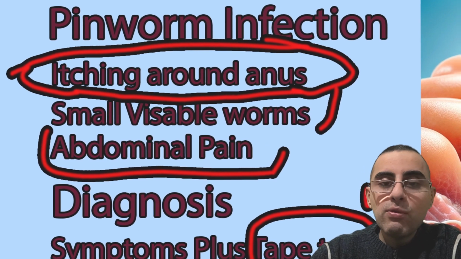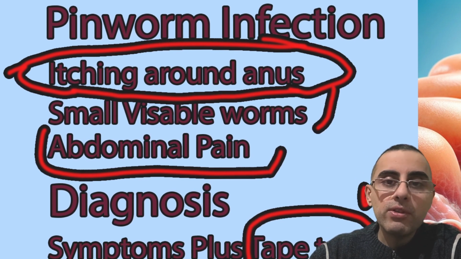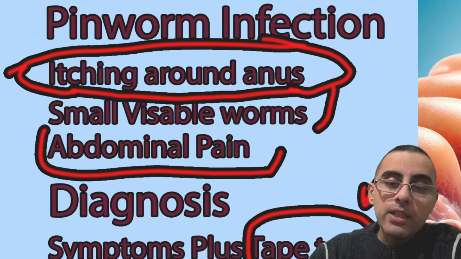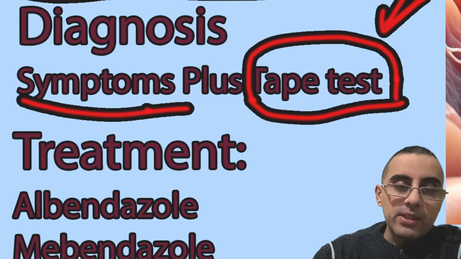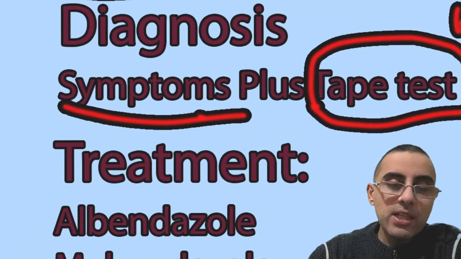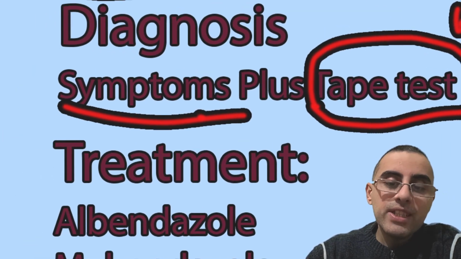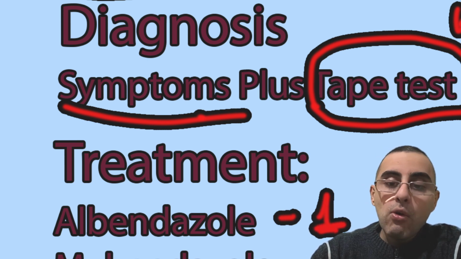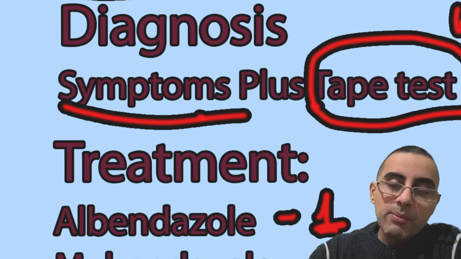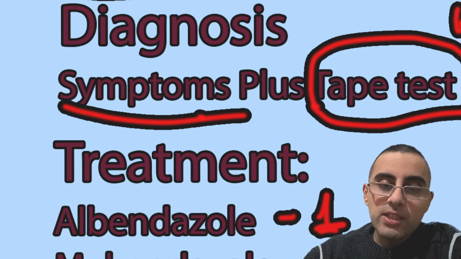Sometimes in the stool there are no pinworms or pinworm eggs. That's why stool examination is not very accurate. That's why the tape test is the most informative test. What is the treatment? Treatment is antiparasitic medications. Albendazole single dose is enough in many cases, and sometimes after 2 weeks another dosage is given.